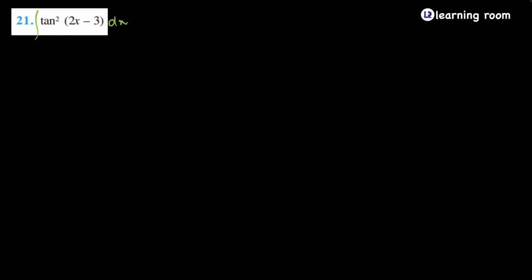So the next question is, find the integral of tan square of 2x minus 3 times dx. Okay. So how we are supposed to do this is, take this 2x minus 3 and substitute it as t. Right? So when you do it as t, what will you get? 2 times dx is equal to dt. Right? So what is the value of dx? dx is equal to dt divided by 2.